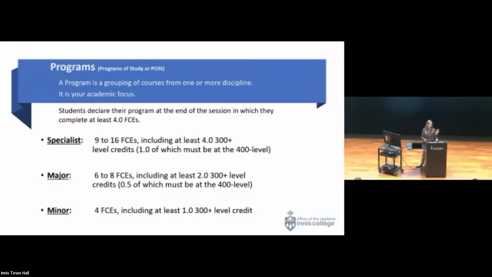We have 3 different styles of programs here: specialist, major, and minor. And if you're choosing to pursue a specialist, you're specializing. It's the most number of credits in that one specialized area out of your 20 credits if you're pursuing a specialist. So a specialist takes anywhere from 9 to 16 credits to complete, with more credits at the 300 and 400 level that are required than for a major or a minor. If you wanted to take fewer credits in that subject area, you could pursue a major or a minor. Minor is just 4 credits, and major is between 6 and 8.